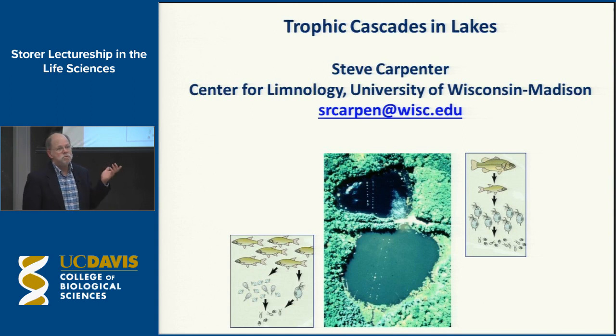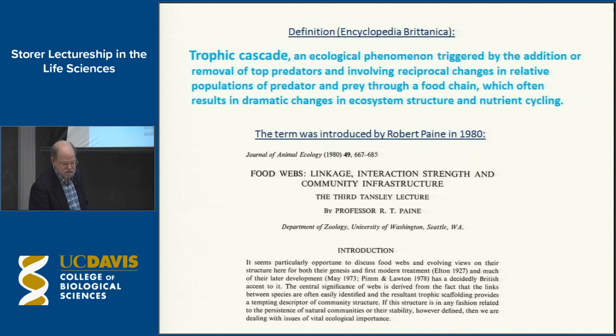Today I'm going to talk about some research that I've been doing for more than 30 years in experimental lakes in Wisconsin. You can see a couple of the lakes and a couple of the food webs here. I'm going to try to give an overview of that research and point in a few directions where I think we need to go in the future with research on trophic cascades.